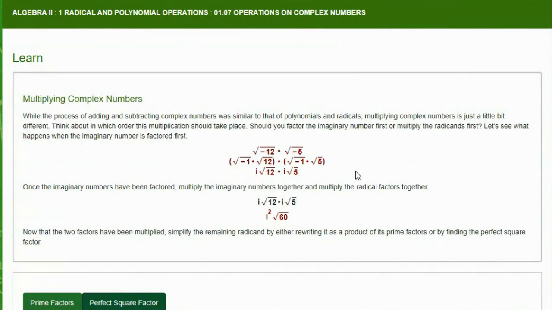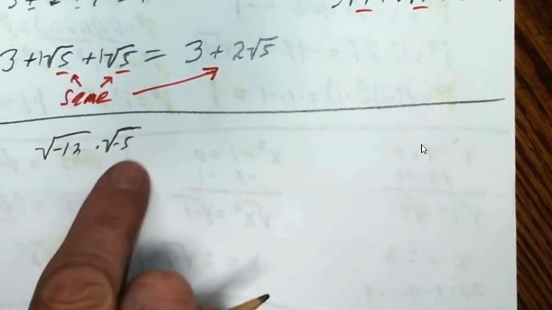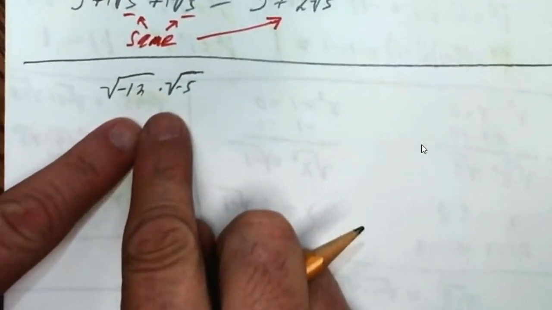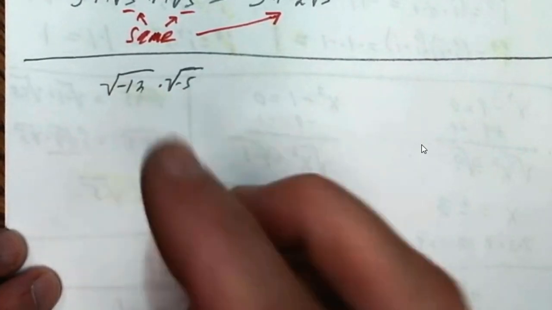Multiplying complex numbers. Okay, multiplying is a whole different ballgame. We like multiplying. So let's look at the example they did. We'll do that one. The square root of negative 12, times the square root of negative 5. If we're multiplying, we can combine those. But first, number one step, let's take out these negatives.